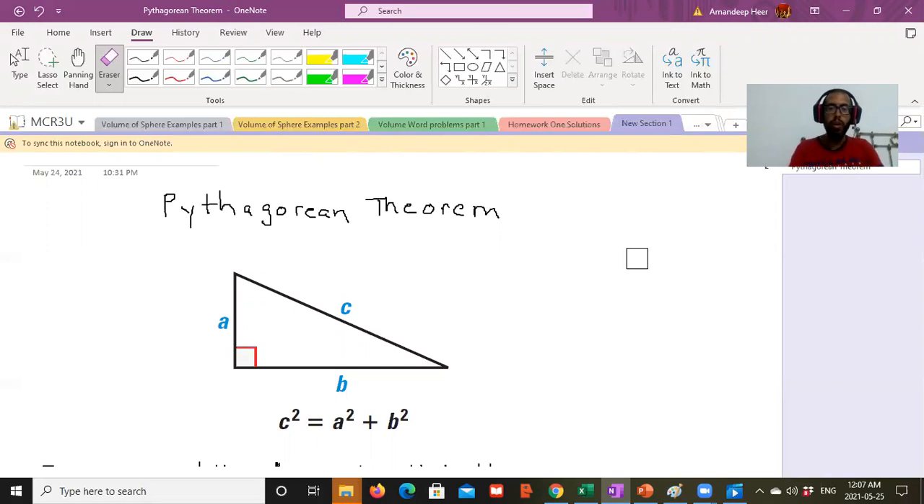So here, this is what we have. What's the Pythagorean theorem? This is a right triangle. Remember, a right triangle is a triangle where the angle here is 90 degrees. This box right here is 90 degrees.